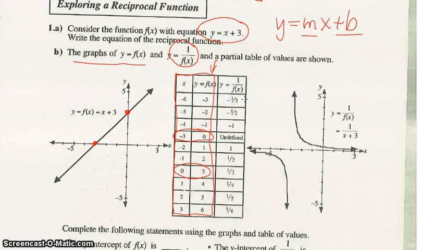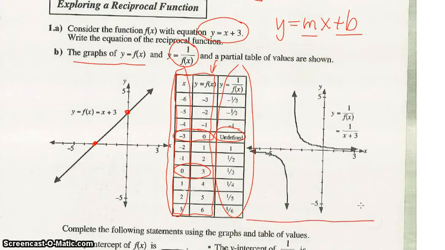1 over 0 is not allowed. It will be undefined. And then you look at 1, 1 over 1 is still 1. 1 over 2 is 1 over 2. And then the next one, 1 over 3, gives you 1 over 3, and so on. So if you now plot all these new y values against the original set of x values, you will get the reciprocal graph over here. It looks like this. Wow, it's so different from the linear graph.